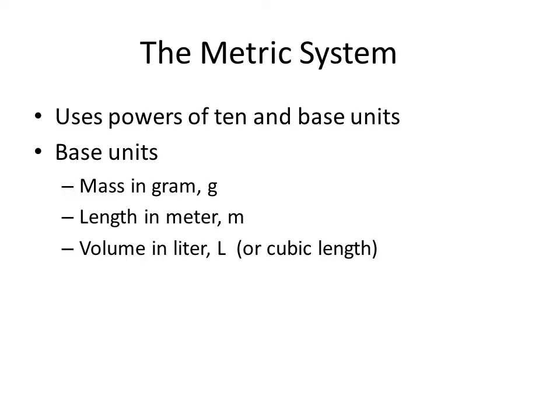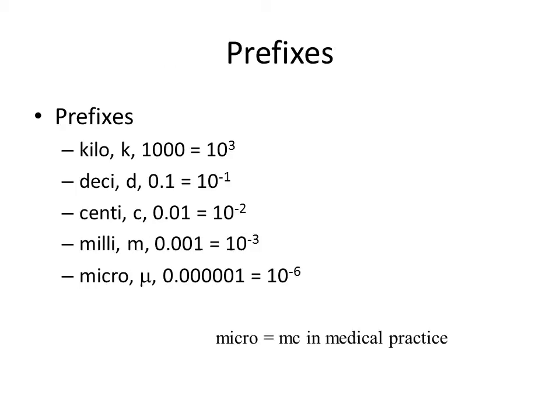The metric system is based on powers of 10 and the base units. I've already given the base units to you: gram, meter, and liter. And we have some prefixes that we use with that, for instance, kilo, deci, centi, milli, and micro. There are a lot more prefixes than these. I'm just giving you the ones that we're going to commonly use and are commonly used in the medical area.